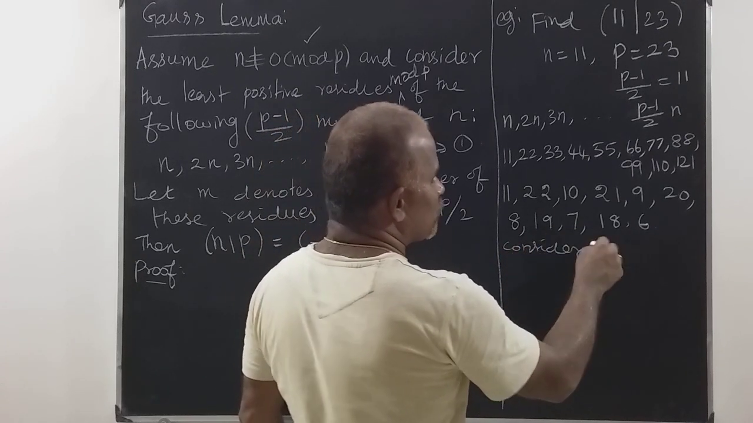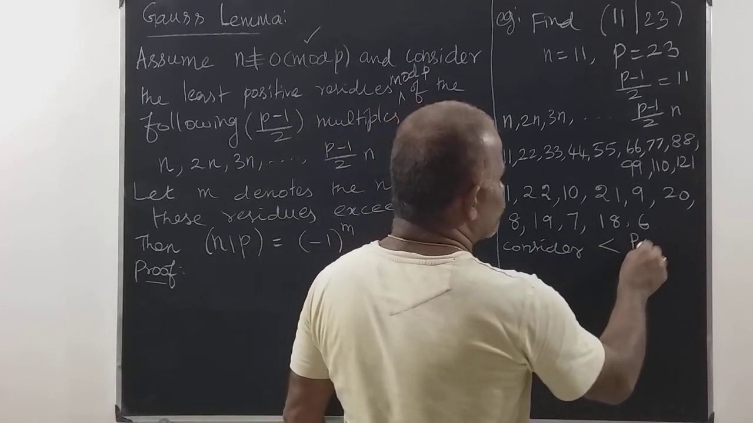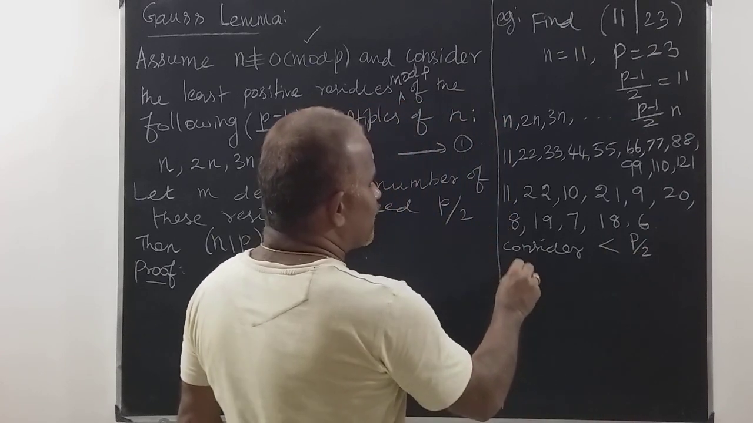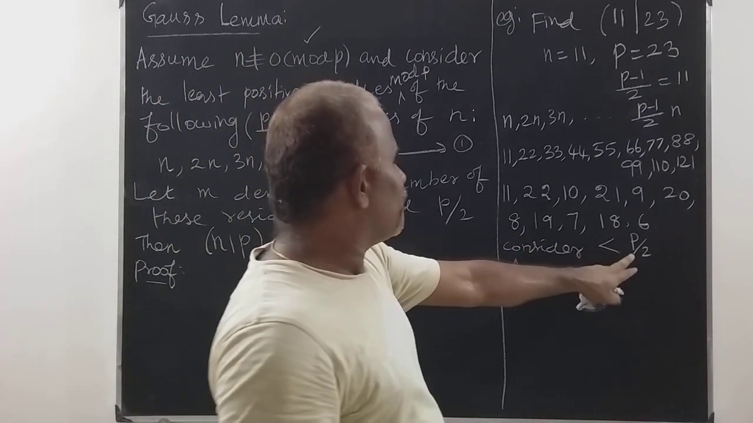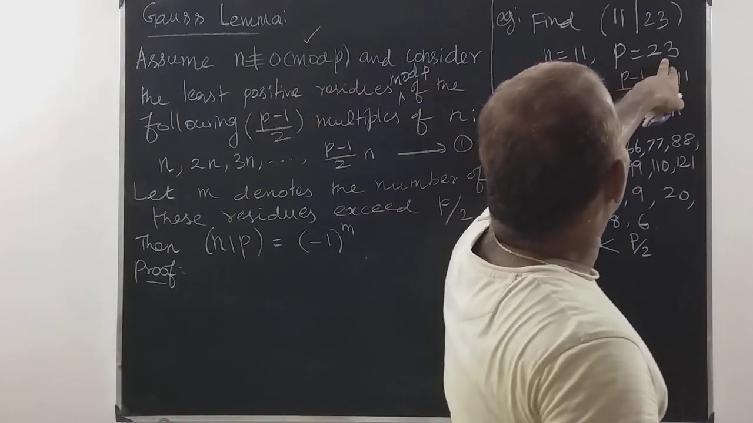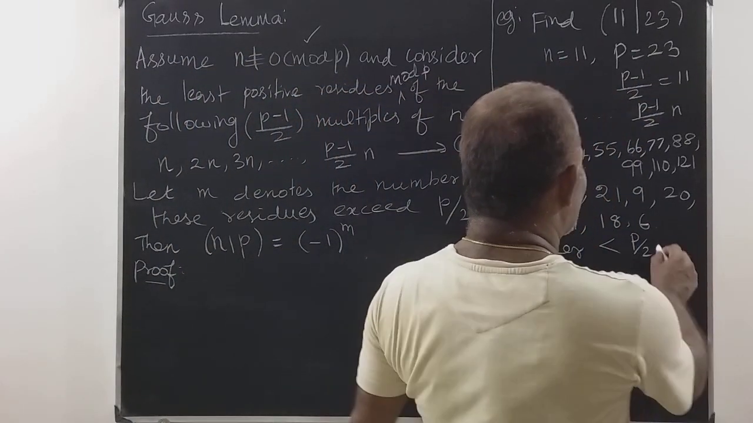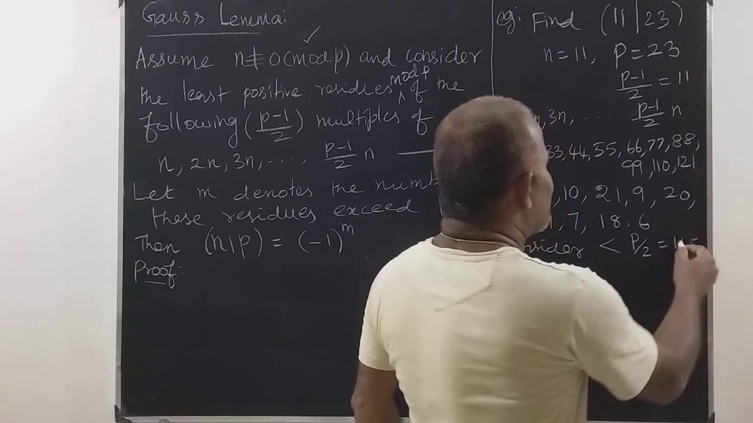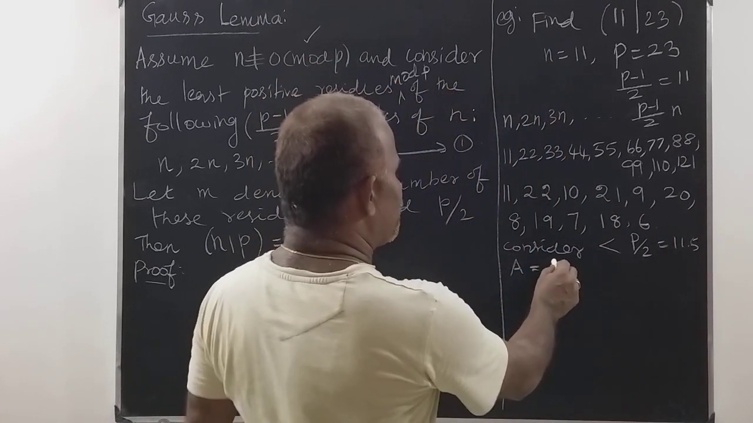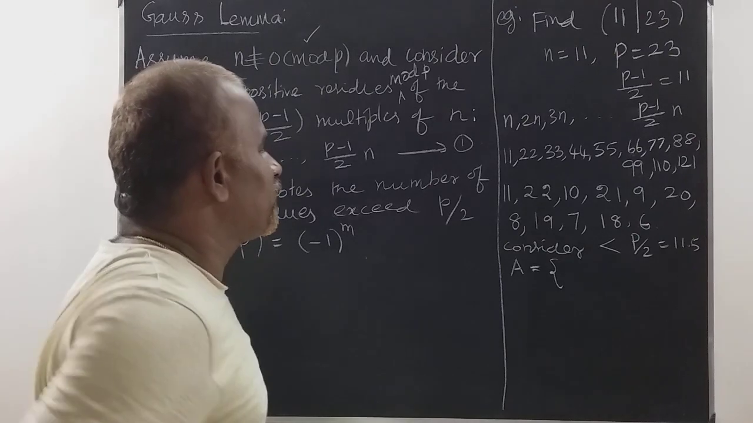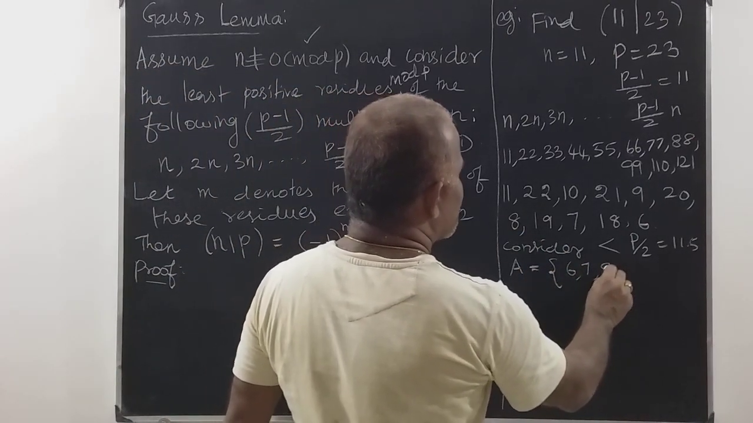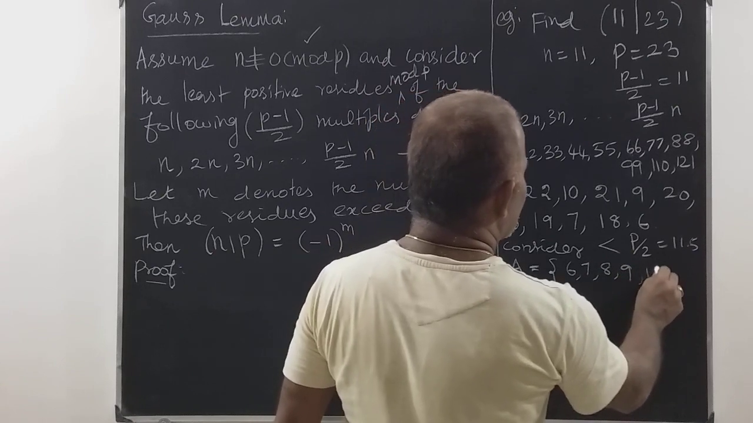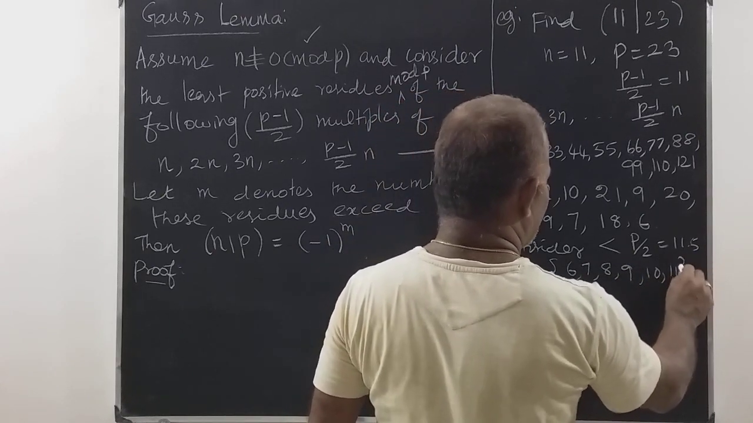Consider these residues less than p by 2. We call it A. What are the numbers less than p by 2? p by 2 is nothing but 11.5. What are the numbers less than 11.5? Let us take A: 6, 7, 8, 9, 10, 11.